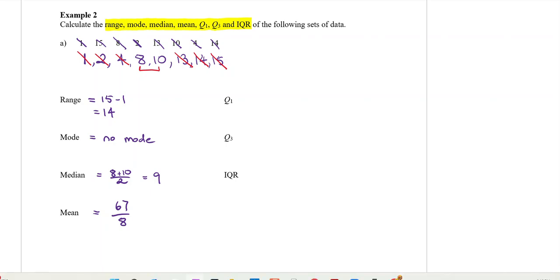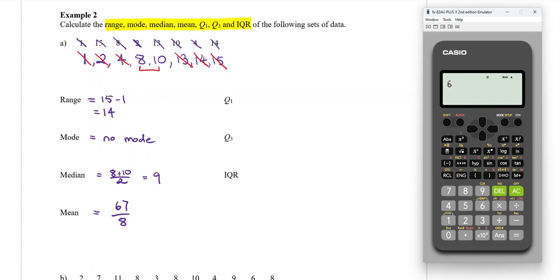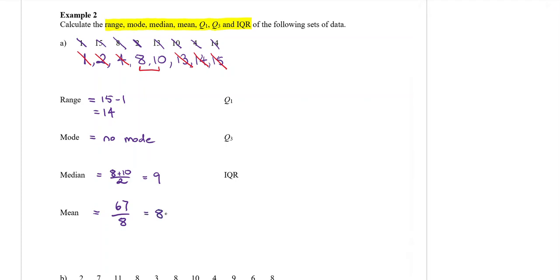Type that in. Where's my calculator? I should use it, shouldn't I? 67 divided by 8. Okay, 8.375. That is the average.